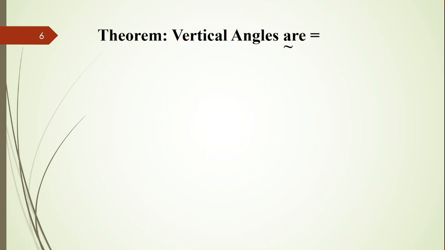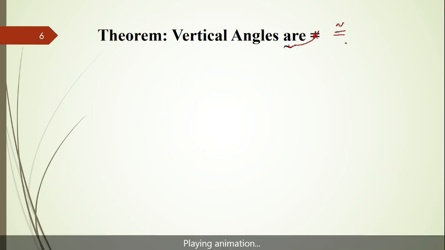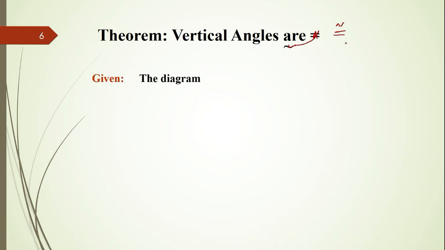Also, vertical angles are congruent. The symbol got distorted. This should be, may I erase that? It should be this form. Congruent. Like an equal sign with a curly line on top. This shouldn't be like that. So, vertical angles are congruent. So, this diagram here.